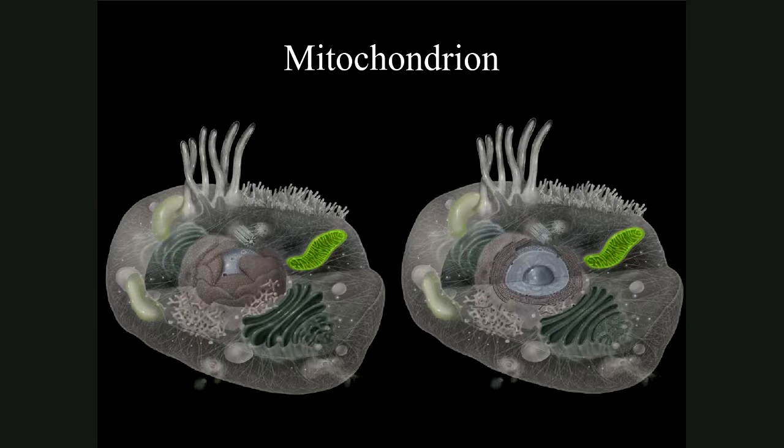The mitochondria is known as the powerhouse of the cell, providing most of the cell's ATP, adenosine triphosphate, supplying most of its energy. Mitochondria are very complex organelles. They contain their own DNA, RNA, and ribosomes and are able to reproduce.